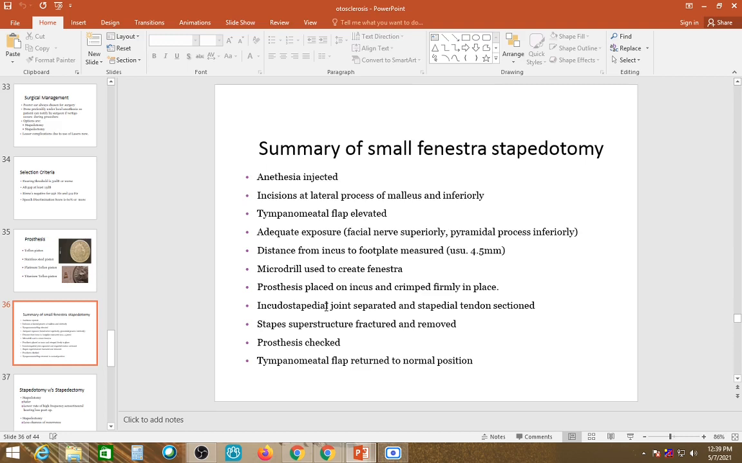Manasseh, can you read? Yes, ma'am. Yes, read. Small procedure. Summary of small fenestra Mm. stepidotomy. Mm.